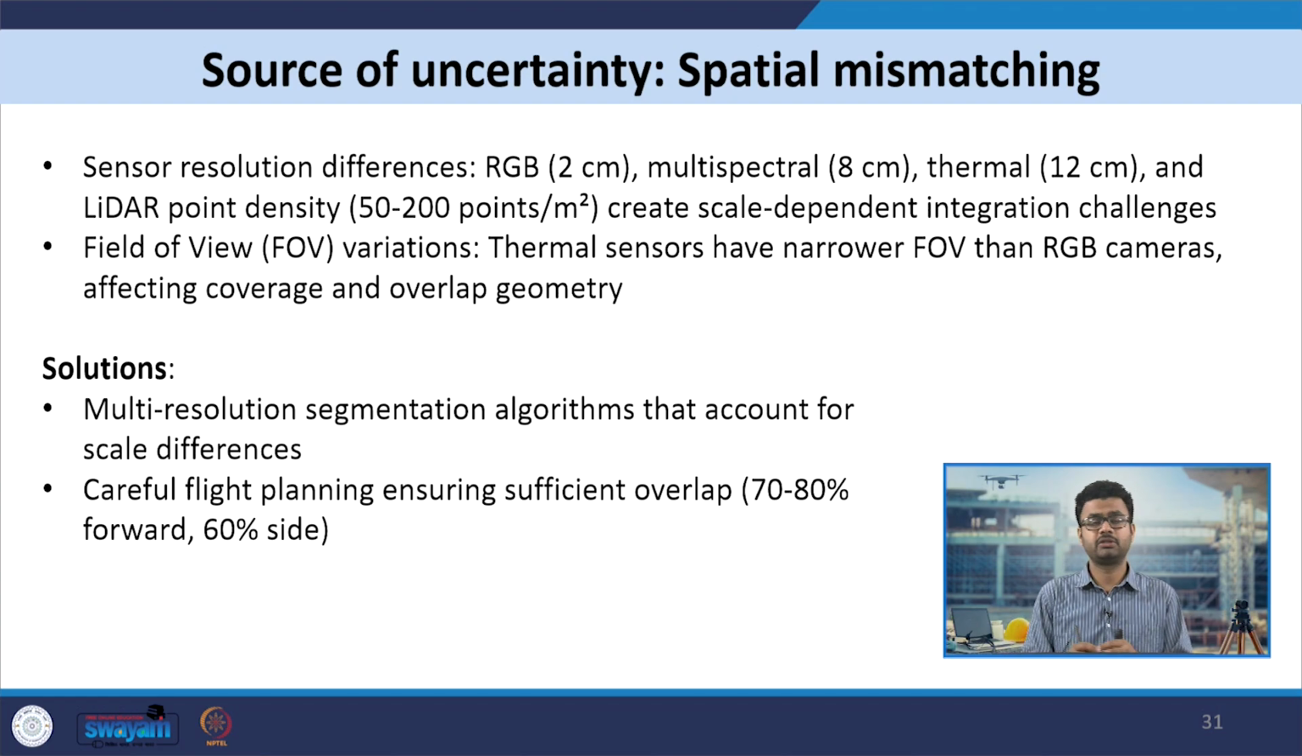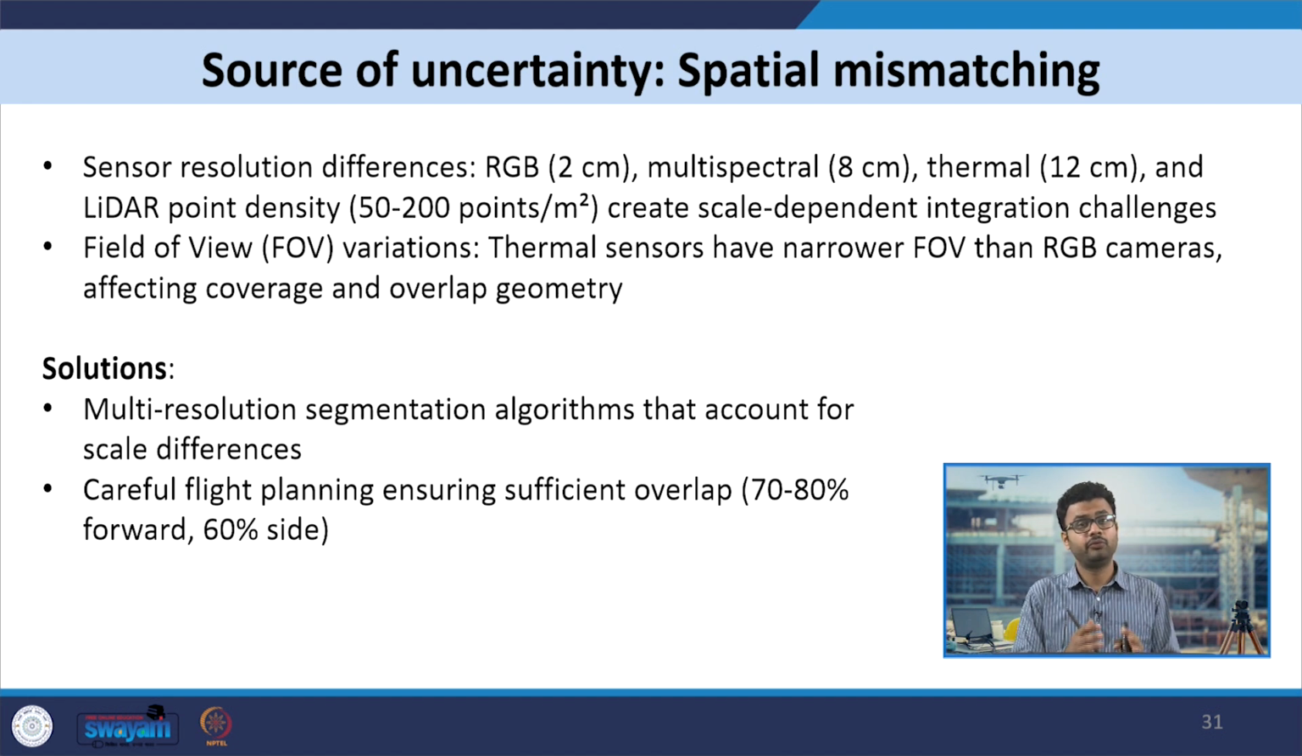First major source is because of spatial mismatching. So sensors will have differences in terms of resolution. For example, RGB camera may have a 2 centimeter ground sampling distance, multispectral camera may have 8 centimeter ground sampling distance, while thermal may have 12 centimeter ground sampling distance, and a LiDAR point density may be 50 to 200 points per meter square. And because of these differences in the density or the sampling distance, it creates a scale dependent integration challenge. So whatever phenomena is visible at 2 centimeter ground sampling distance may not be visible at 12 centimeter ground sampling distance. So that creates scale dependent integration challenges.